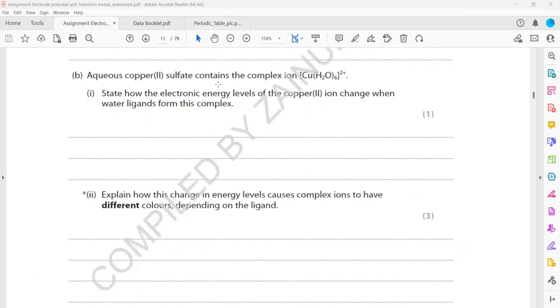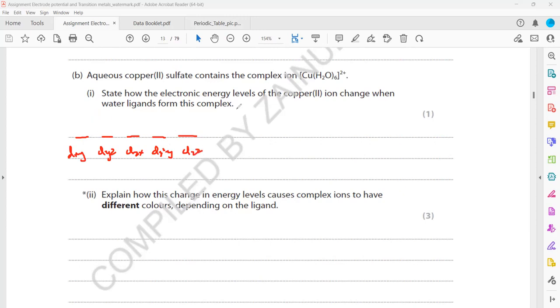Aqueous copper(II) sulfate contains the complex ion, where water molecules as ligands are attached to copper. State how the electronic energy level of a copper(II) ion changes when water ligands form this complex. So actually what happens is, there are d orbitals: dxy, dyz, dzx, dx² minus y², and dz².